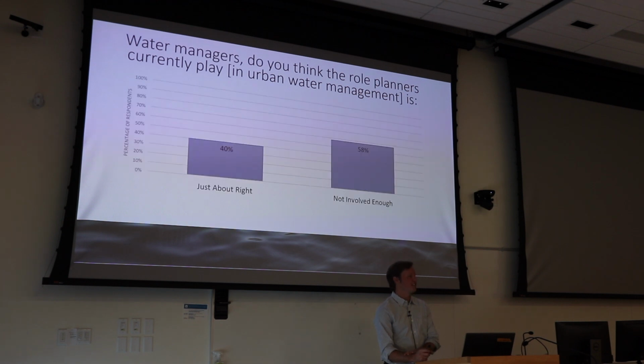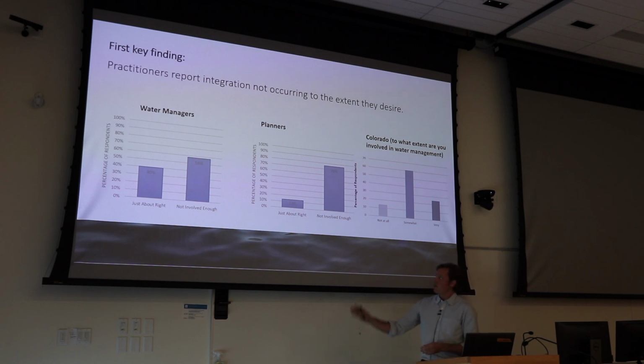Being good engineers, they were more confident in their work, but 58% did not think land use planners were involved enough in water management. So the majority of practicing water managers that we were able to sample did not think planners were involved enough. Then you can see, start comparing these surveys, and the question in the Colorado survey was a little bit different, but we found that most planners thought they were only somewhat involved in water management, so not enough. That's kind of the key finding across all of these. The practitioners report that integration is occurring, but not at the extent that they would want.